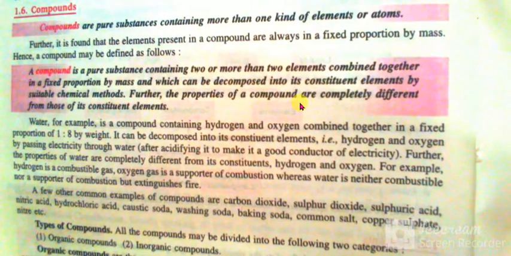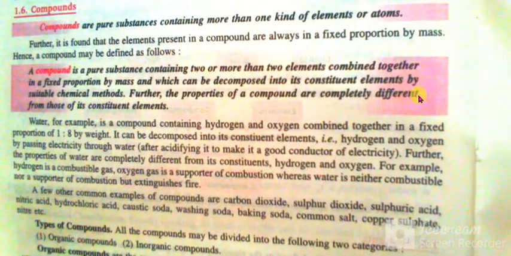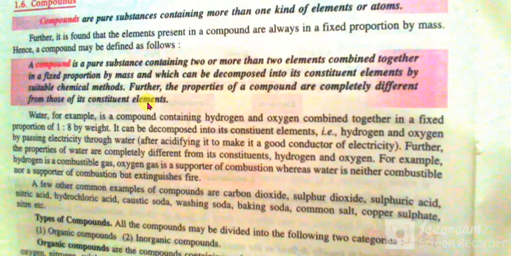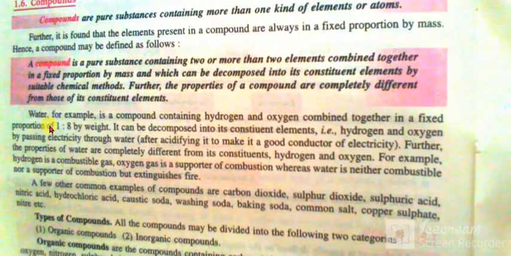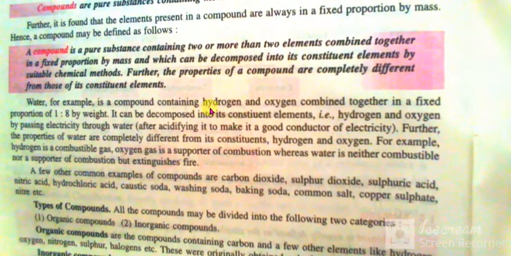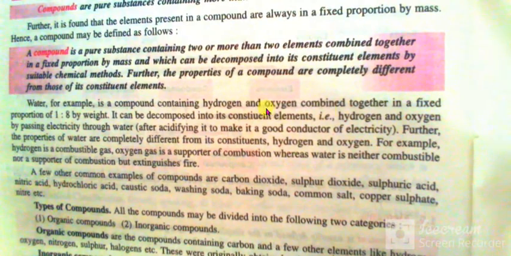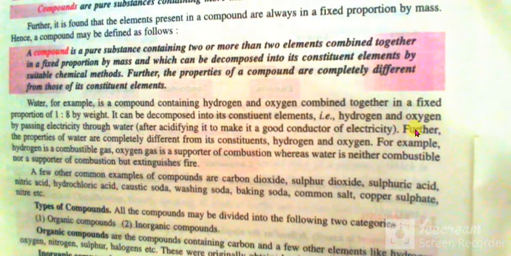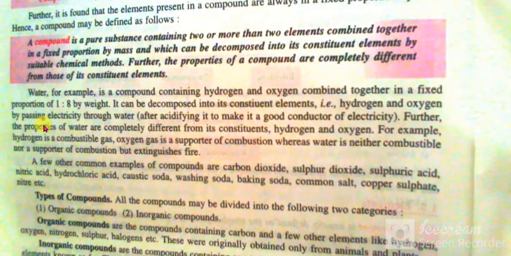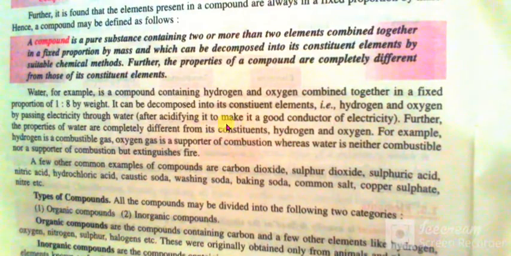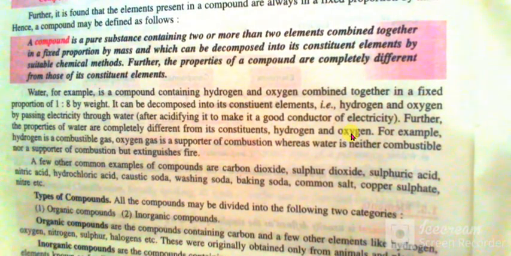Further, the properties of a compound are completely different from those of its constituent elements. That's the main point. Water, for example, is a compound containing hydrogen and oxygen combined together in a fixed proportion of 1:8 by weight. It can be decomposed into its constituent elements, that is, hydrogen and oxygen, by passing electricity through water after acidifying it to make it a good conductor of electricity.